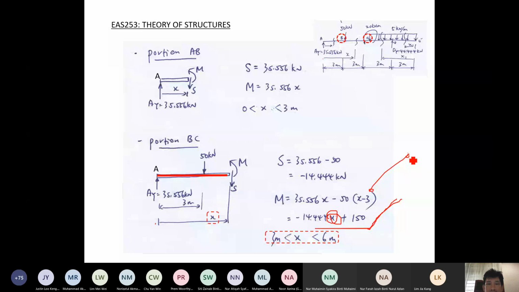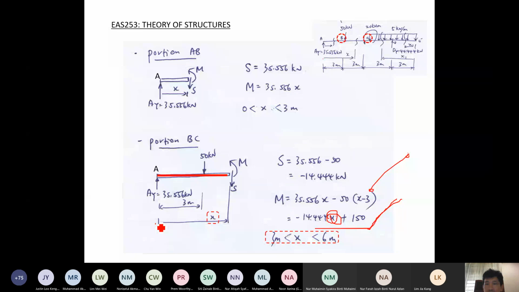So X varies from 3 to 6. Origin starts from here. X is not 0 to 6. X is 3 to 6 because X represents any section within B to C, which is 3 to 6. So next, proceed to the next portion, C to D.